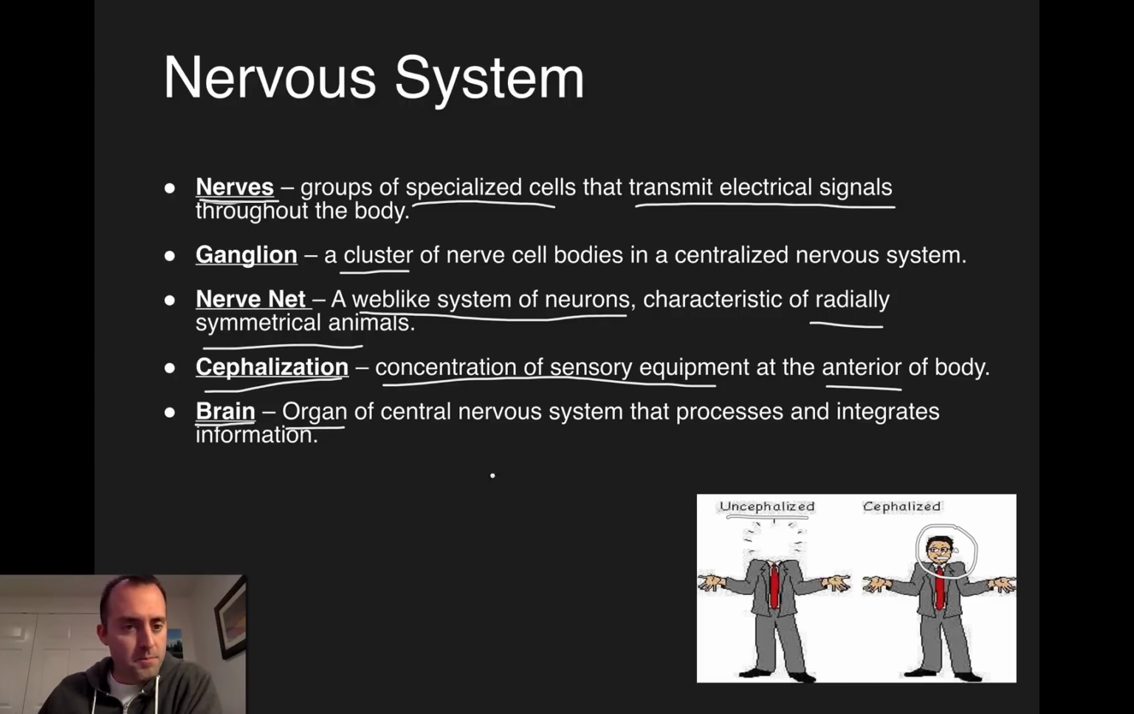Our brain is basically a big collection of nerves. It's the central nervous system's main structure that processes and integrates information that is collected by the peripheral nervous system, which basically comes from all the body parts and all the sensory organs we have. So we are cephalized. Most animals that you probably think of, even the very small ones, are cephalized.